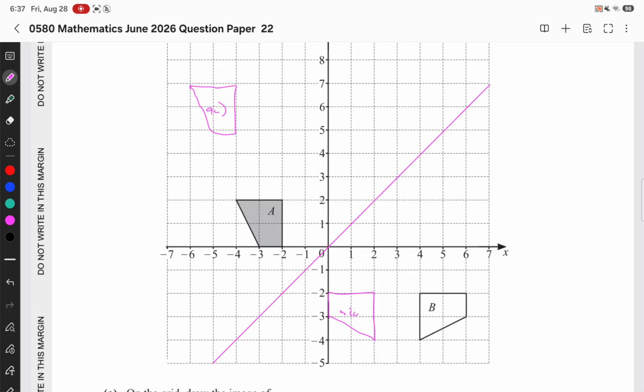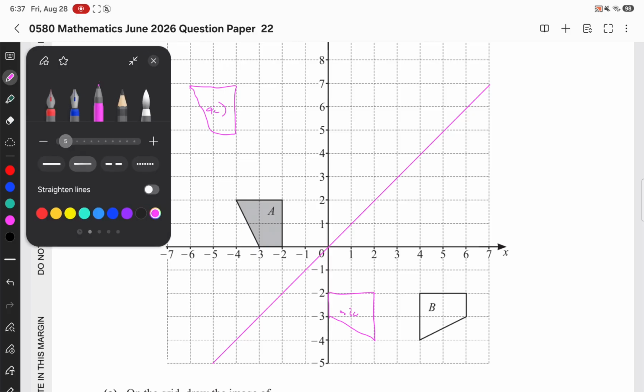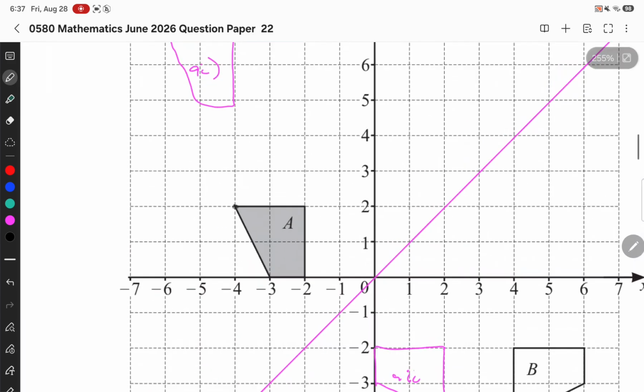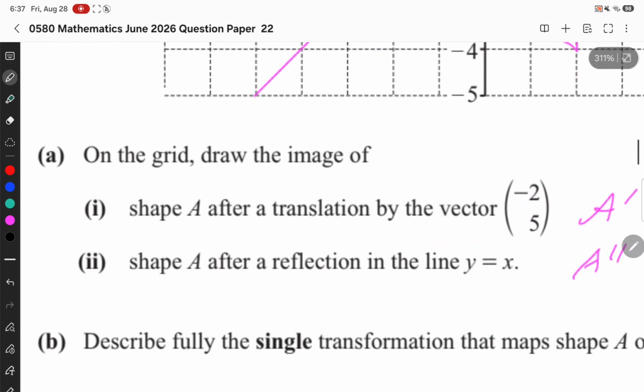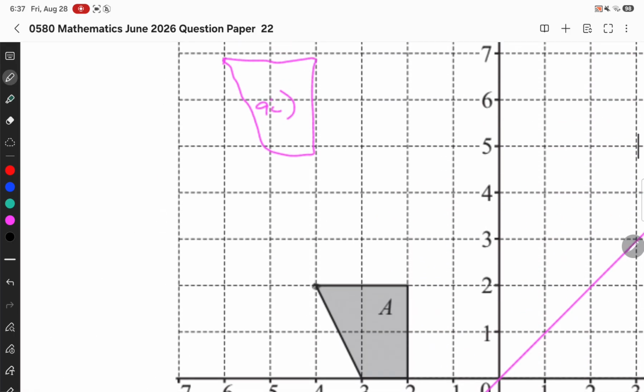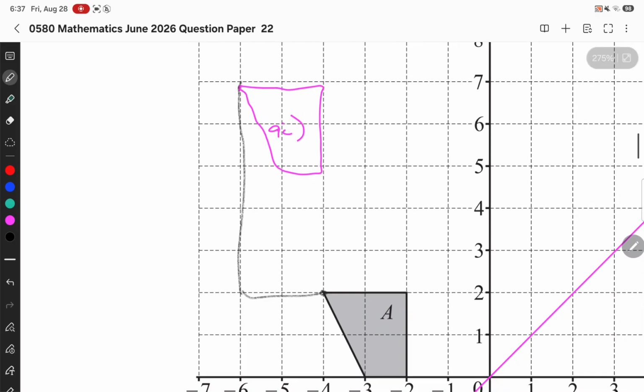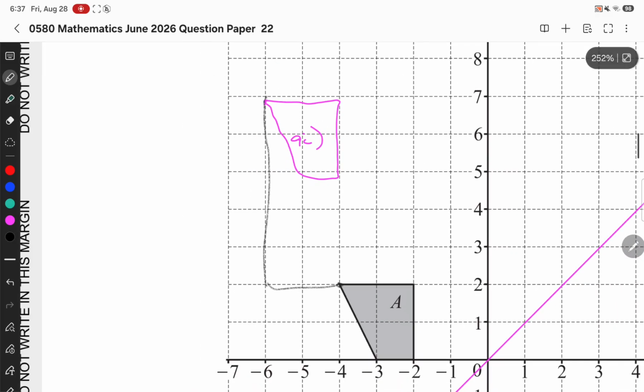Or you can just do this: have this point right here, move this point relative to whatever transformation you want to do in translation. So negative 2 and positive 5. Then this point will correlate to all the other points like so, and then you can find out the resultant shape.